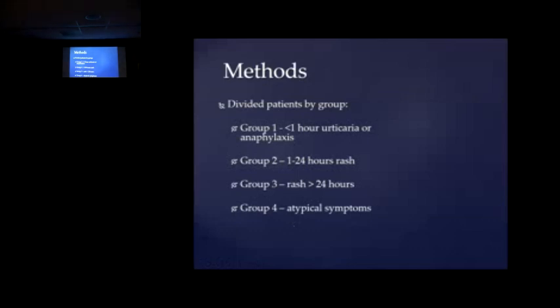This study, they divided patients by group. Group 1 were patients who had a history of urticaria or anaphylaxis within an hour of taking the drug. Group 2 are patients who had a rash between 1 and 24 hours of taking the drug. Group 3 were patients who developed a rash after 24 hours. And group 4 were atypical symptoms, described as just pruritus without true rash or just isolated GI symptoms, things like that.